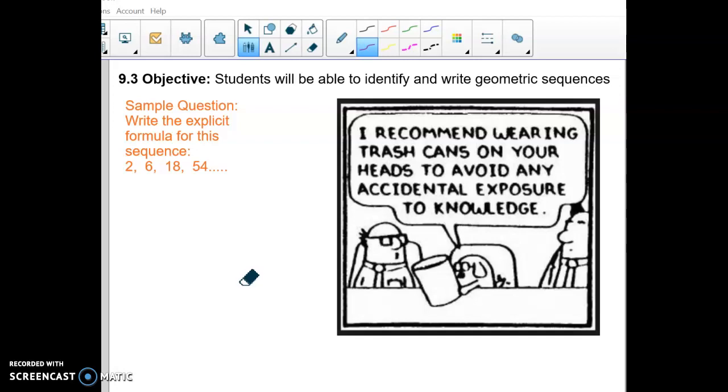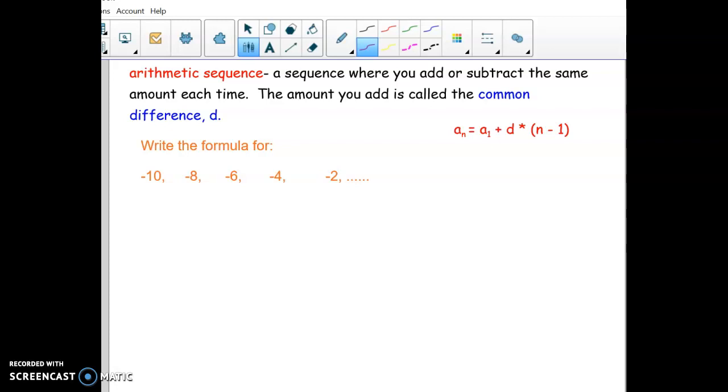Okay, welcome to section 9.3. This video is going to be on what's called a geometric sequence. So far this chapter has been mostly about arithmetic sequences. Now we're going to shift to geometric sequences. Here's an example. You can maybe even take a guess at what you think a geometric sequence is based on that example.